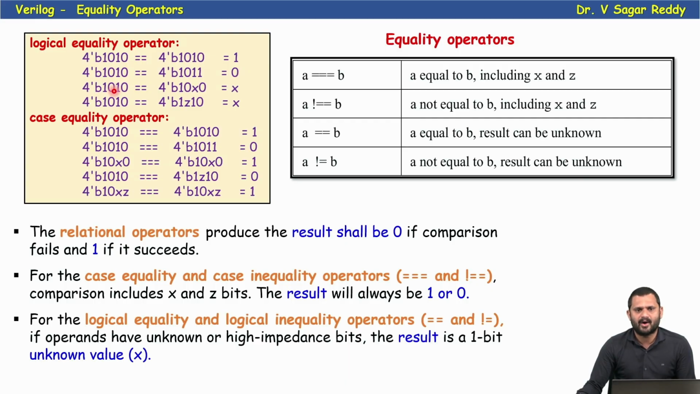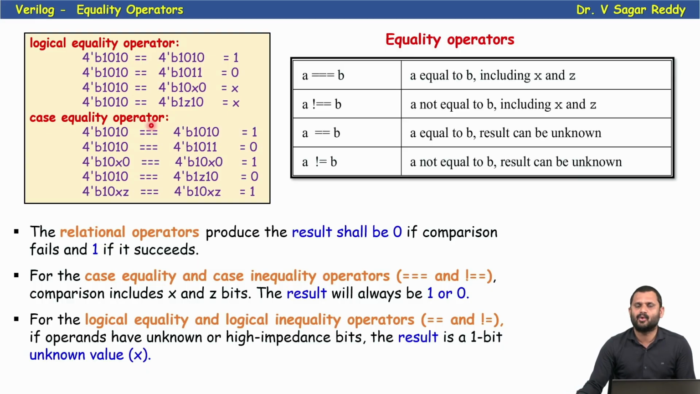Now see here 1010, here 10x. One operand contains x or z. In the case of logical equality or inequality operator, the result is x. Here in this fourth example, one operand contains z, so the output is x. Irrespective of the other operand, if one operand contains x or z, then the result is x only, unknown.